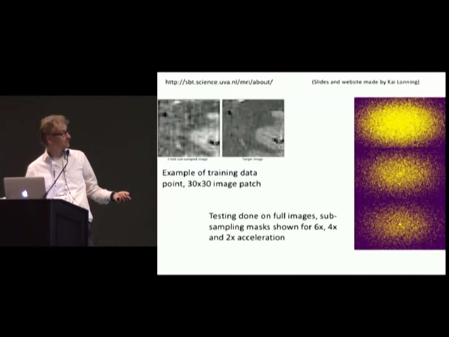So here you see the subsampling that we do. This is the original Fourier plane, and we have different versions of subsampling: up to 6 times downsampling of the Fourier measurements, 4 times downsampling, and 2 times downsampling. This is the clean image, a patch of a clean image, which is the target, and this is the initial estimate based on a subsampled image.